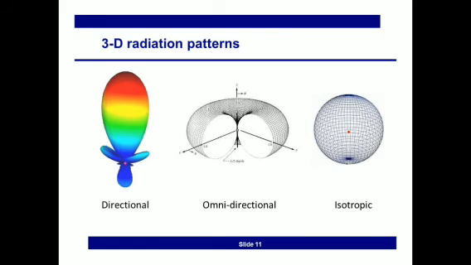This is the pictorial representation of the three-dimensional radiation patterns. The first is the directional radiation pattern. We can see that the antenna is more directional in one direction than the other, so it is radiating more in one direction than in the other. The second is the omnidirectional radiation pattern, where the antenna is radiating uniformly in the xy plane, but it is directional in the perpendicular plane. The third is the isotropic radiation pattern, which we can see is radiating equally in all directions.